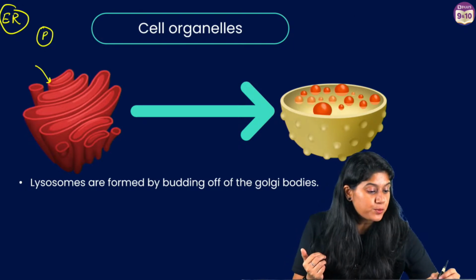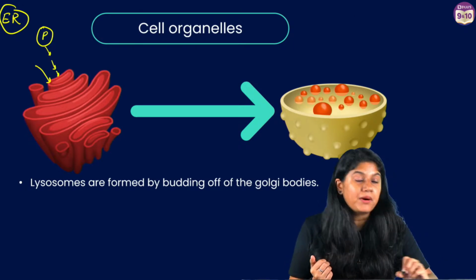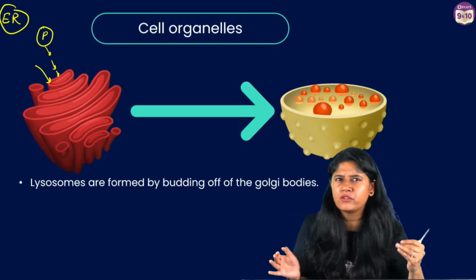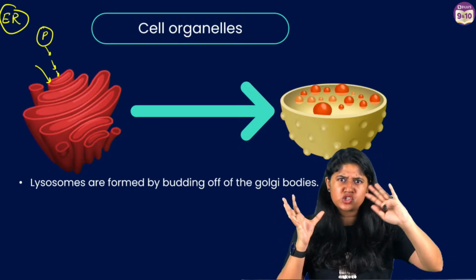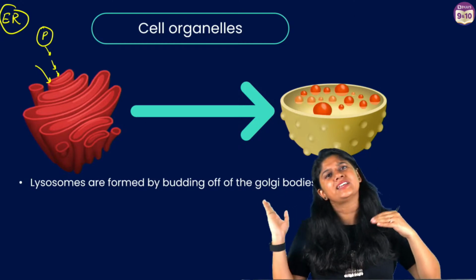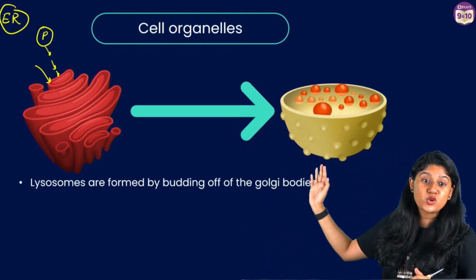Proteins will make the enzymes. So proteins are coming from the ER. But these will be going inside for modification, right? And some changes, storing in the Golgi apparatus. And then, of course, we'll see the formation of the lysosomes.